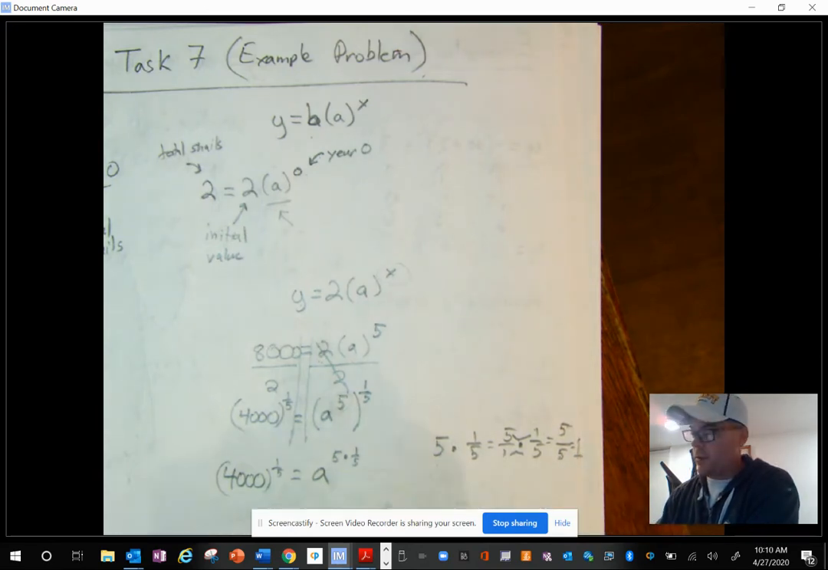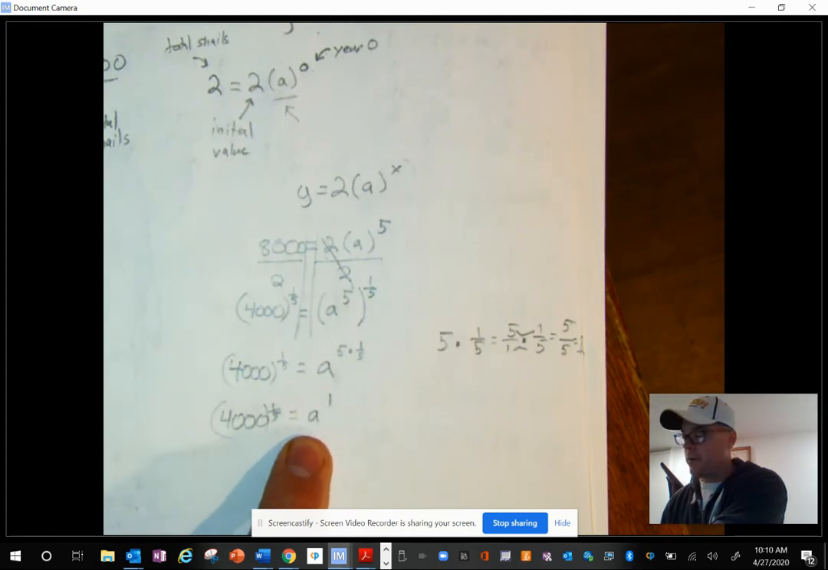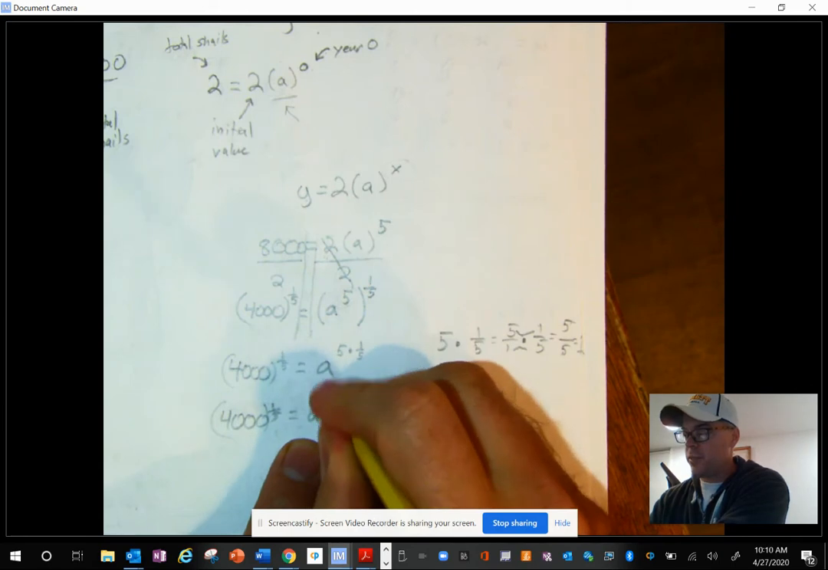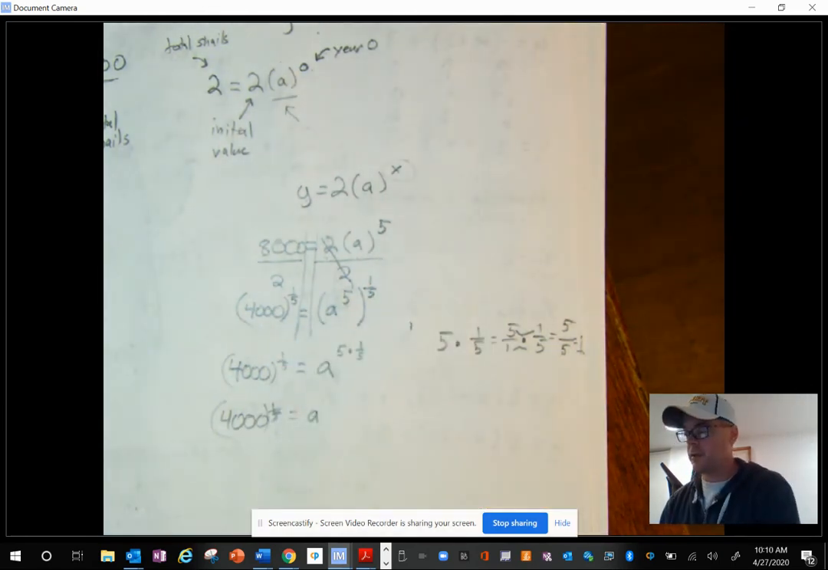Okay, so by doing this, I now changed this exponent up here to a 1. So 4,000 to the 1/5 power equals a to the first power. Now anything to the first power is just itself. So I don't even need this exponent anymore. So this is actually what a equals. And I'm going to show you how to put that into your calculator.